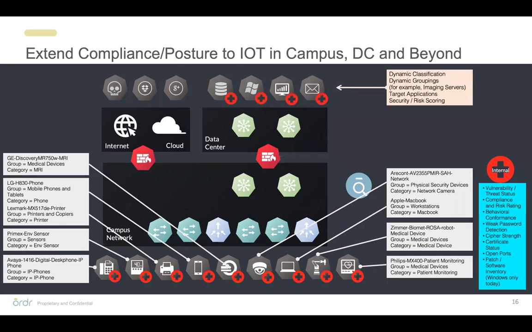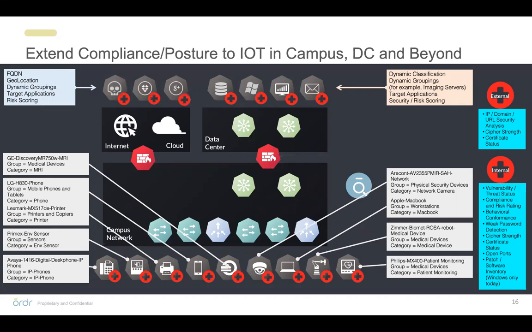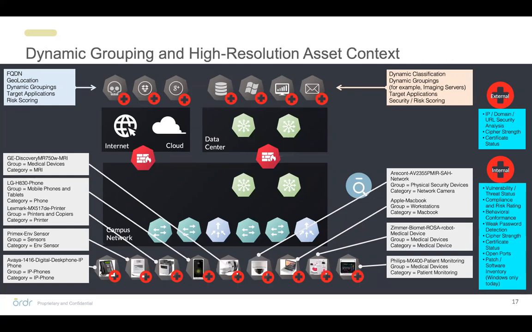But we're also doing that for the communications that we see in the data center, being able to assign risk and group those devices. And we're also tracking through the security assessment the target devices out on the internet. So you're getting that visibility across the board, not just for the devices that are connecting at the access layer of your campus network.